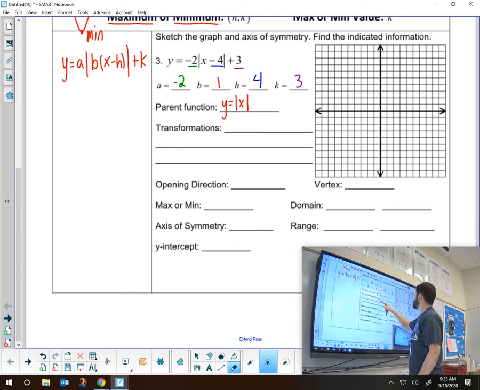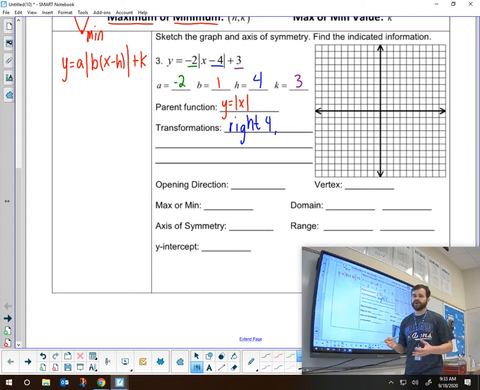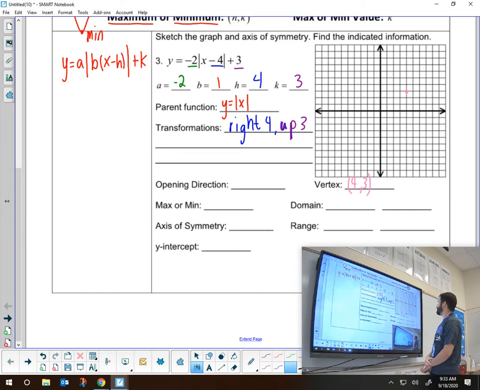Since that one is, we chose blue for that, we're going to change that. We're going to say to the right 4. And then since my k is 3, we're going to shift my graph up 3. Up 3. So that tells me where my vertex is. So my vertex is going to be 4, 3. So we can go over 4, up 3, and there is my vertex.